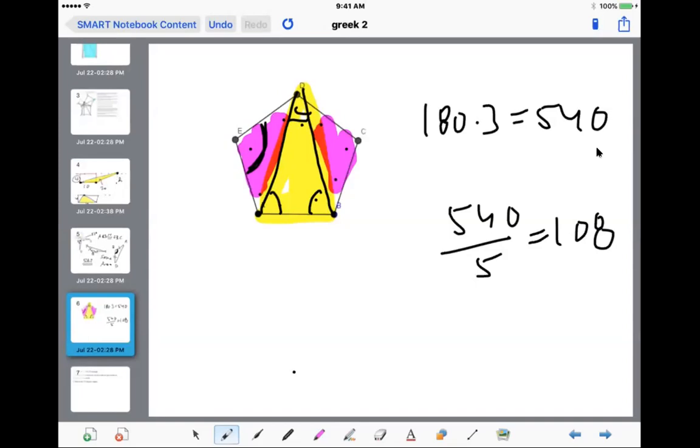I see Geraldine says 72, 72, 36. Why do you think that? Where's that coming from? Like, how'd you calculate out the 72? Or if you calculate out the 36 first, how did you come up with that?